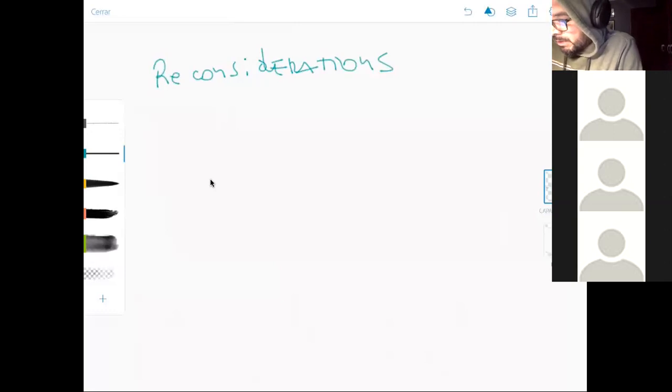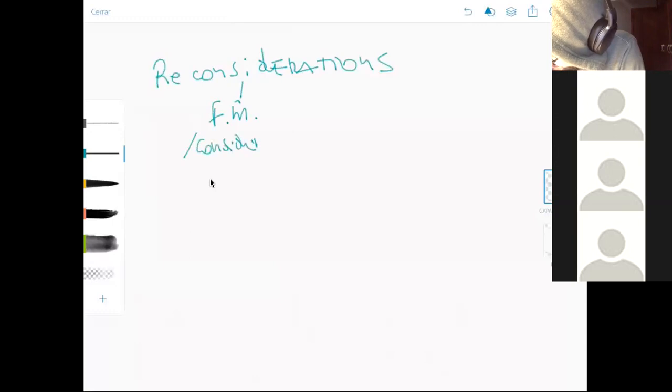Entonces vio reconsiderations, claramente ese es el plural de reconsideration, y creo que reconsider también existe, y consider también existe, pero consi no existe, y there no existe. Así que consider should be our free morpheme. Consider. Reconsider, therefore bound morpheme.